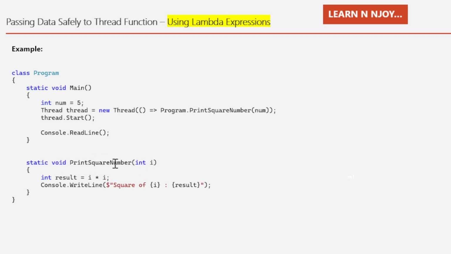In order to calculate the square number, I'm just multiplying i into i, and whatever the result we are getting, we are storing into the result variable and then printing into this console window. That's how we are going to achieve type safety by passing the data to the thread function. Okay, so let's switch to the Visual Studio to see this program in action.